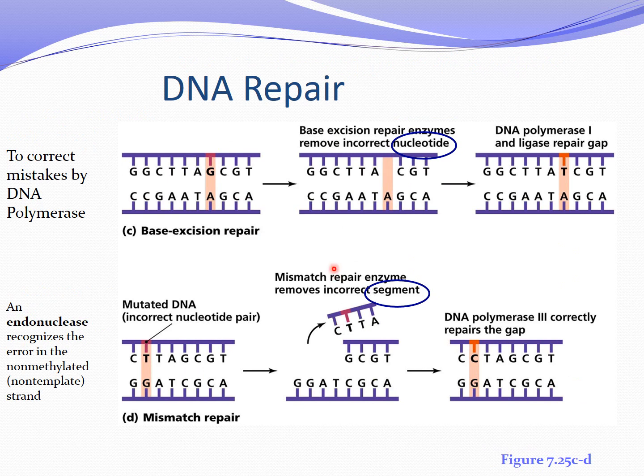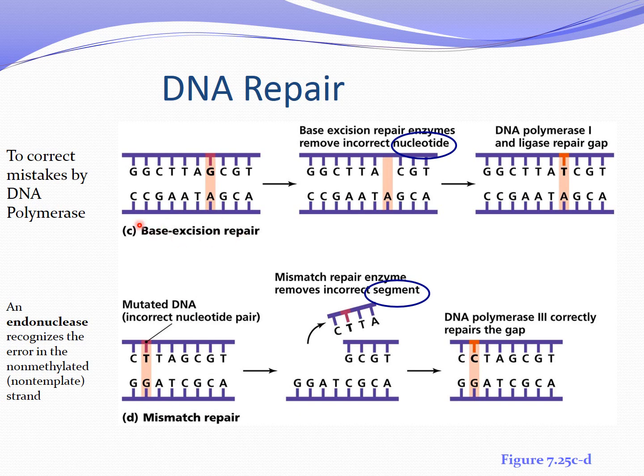This is what happens when DNA polymerase makes mistakes. Here, instead of a T you have AG. So this repair is called base excision repair. The base that was wrong is going to be excised, removed, and then it's going to be replaced again by DNA polymerase 1 and ligase. Now the other one is called mismatch repair. Base excision repair occurs during DNA replication. It gets fixed right away.